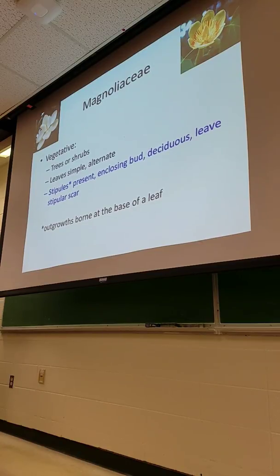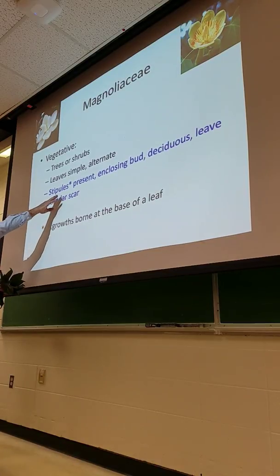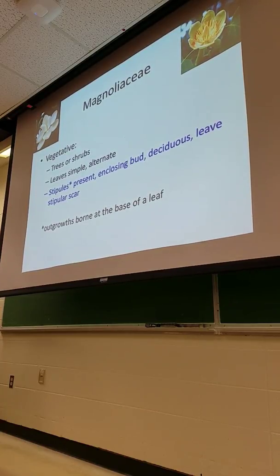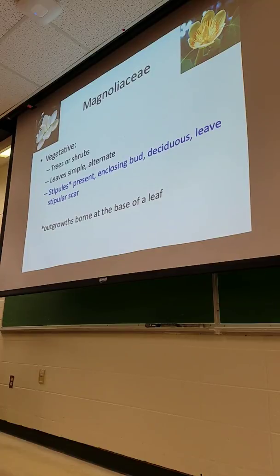Now magnolias, if you get to know the family, can be readily recognized by a vegetative character, and you can practice this when you walk around campus. You know what a magnolia looks like probably. They have stipules. Other plants will have stipules, but here they use the stipules to enclose the bud to protect the new little leaves and the flowers. That's not what other flowering plants do. Other flowering plants have little bud scales, but not our magnolia.